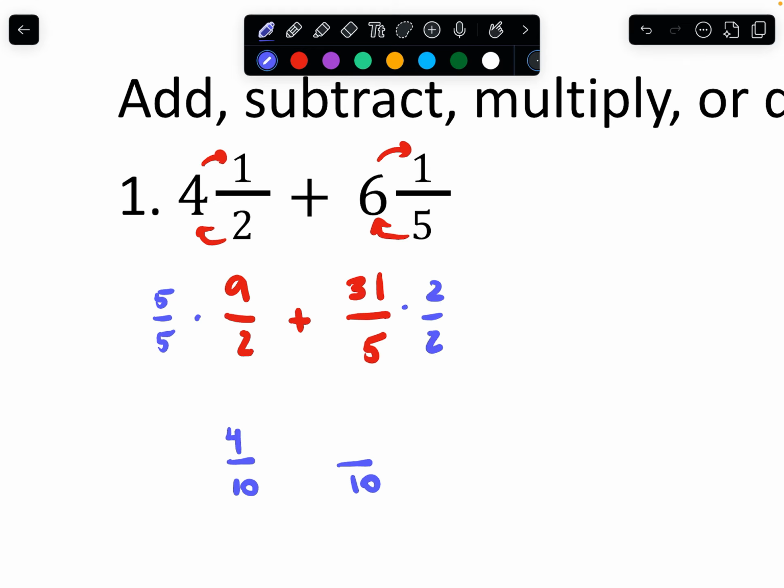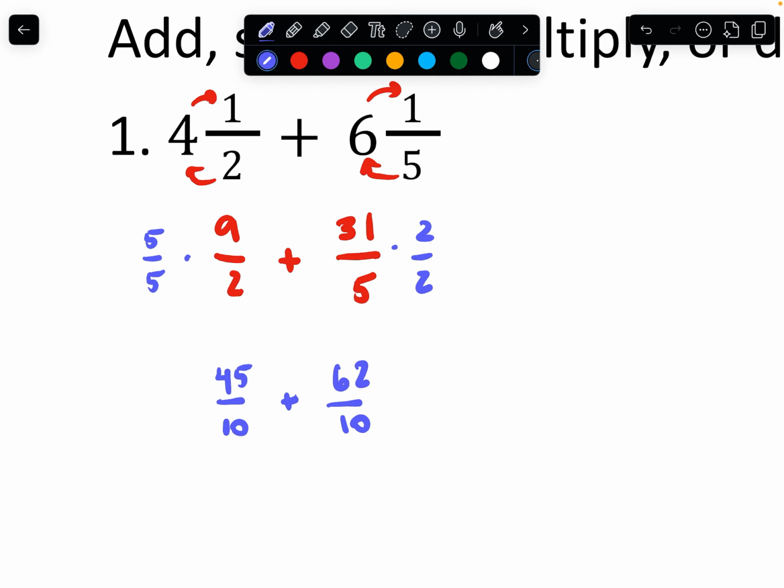5 times 9 is 45 over 10. Plus 31 times 2 is 62 over 10. Now that you've rewritten these fractions, you add only the numerators. So 45 plus 62 is 107. You keep the denominator the same. And you can leave it like this. You do not have to convert back into a mixed number.